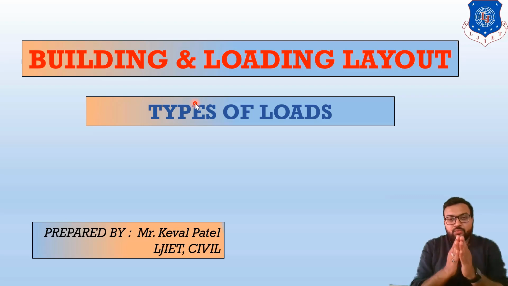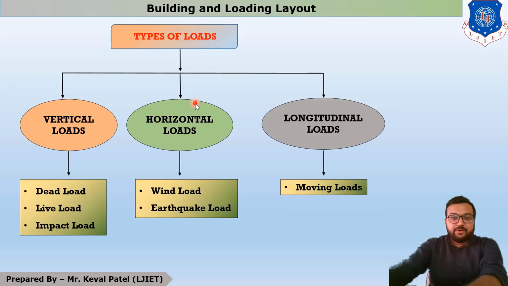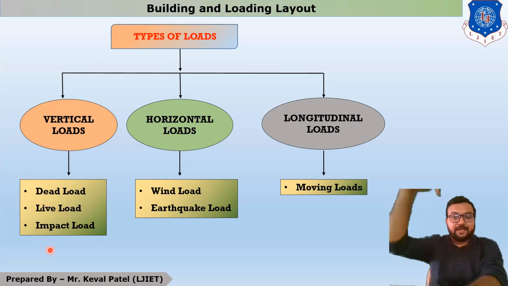Okay, so in the last lecture we discussed that there are three main types of loads. First one is vertical load. In vertical load, there are three types of loads: first one is dead load, second one is live load, and third one is impact load. This load is based on the acting of force, because all the force is acting vertically downward.